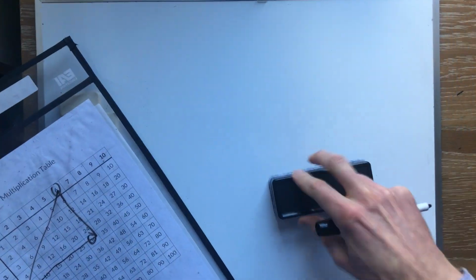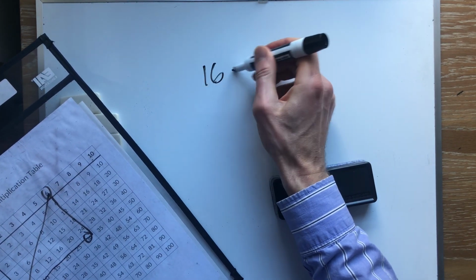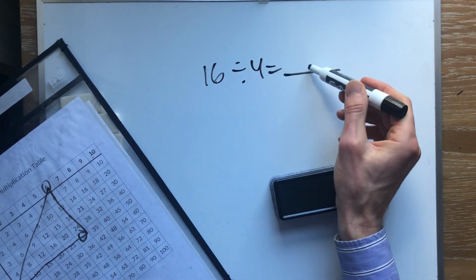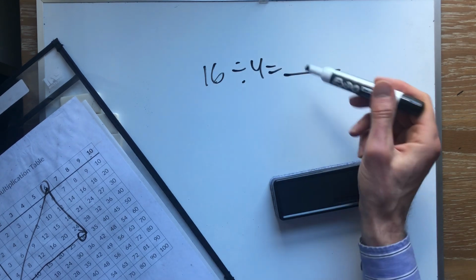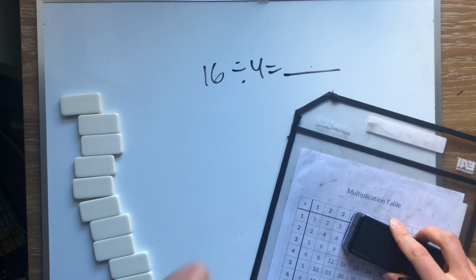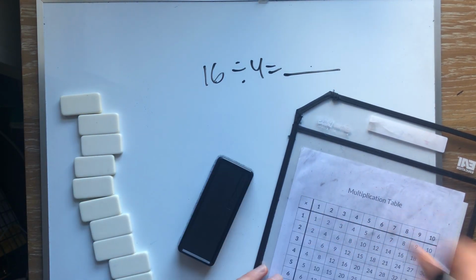What about 4? Well, let's do 16 divided by 4. So 4 times what equals 16? The little number times the other mystery little number equals 16. 4 times what equals 16? Well, you can count on your fingers: 4, 8, 12 if you know your 4s, 16. Or you can find it right here.